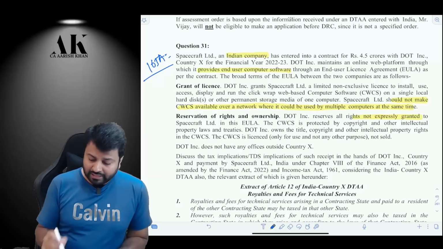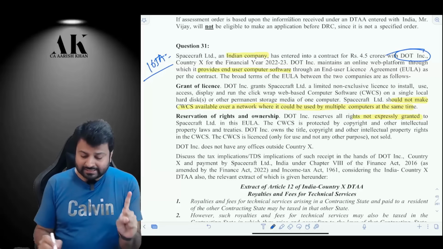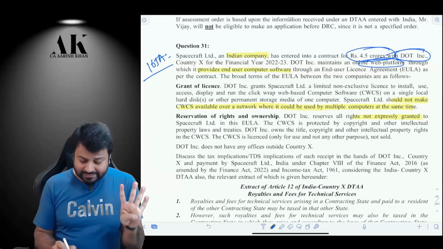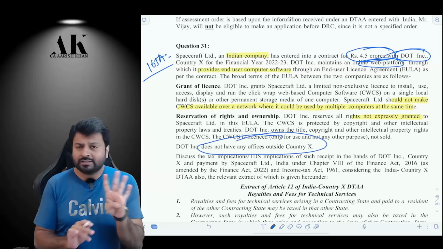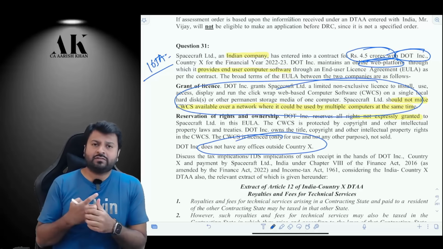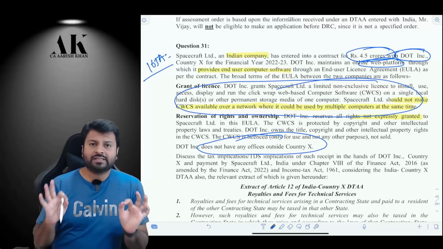Be very careful. Now, Inc. is a non-resident? Yes. Does he have a website? Yes. Is his turnover 2 crore or more? Yes. Is he having a PE in India? No, he does not have a PE in India. Condition number 4 is also fulfilled. And is he providing services in the nature of royalty and FTS? He is not providing the services in the nature of royalty and FTS.